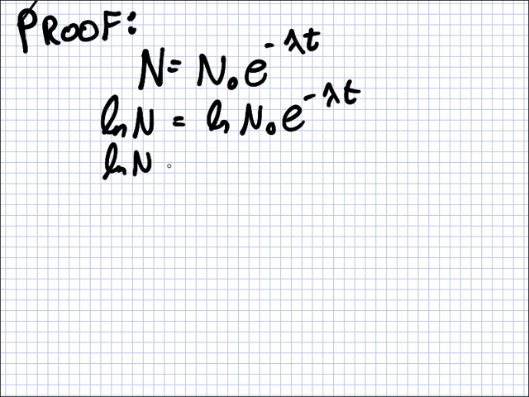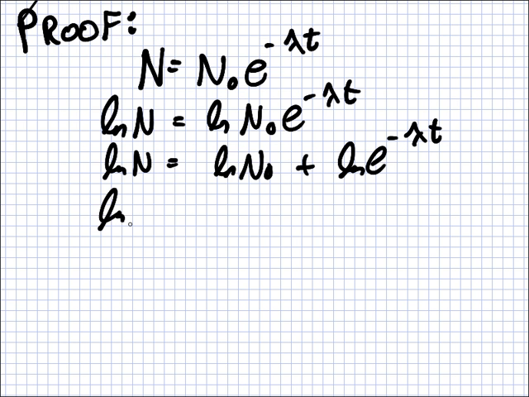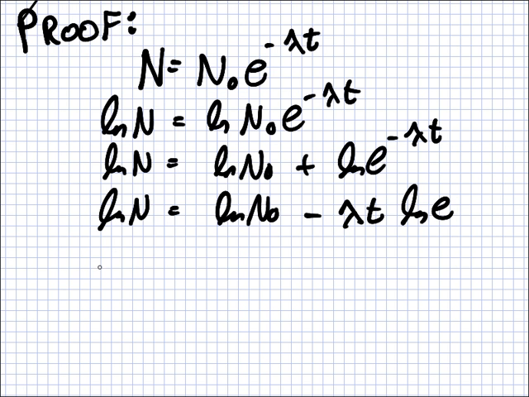Then you put the first rule of logs, log n0 plus log e to the minus lambda t. Just multiply. So, log n equals log n0 minus lambda t log e. Well, log e is 1. So, it's log n equals log n0 minus lambda t.